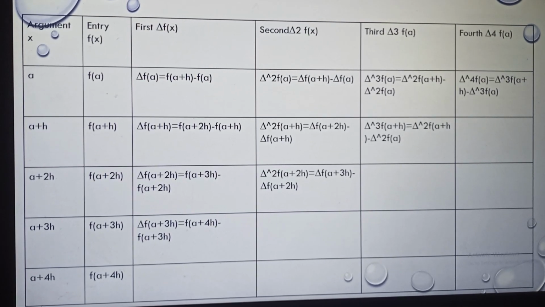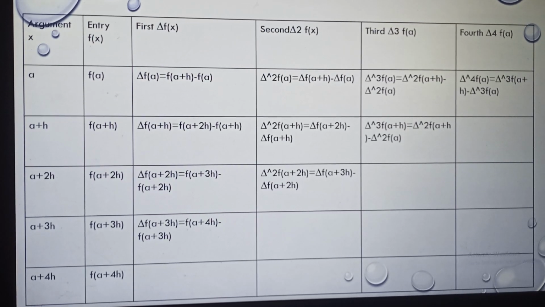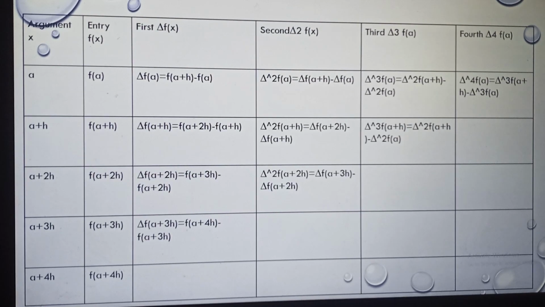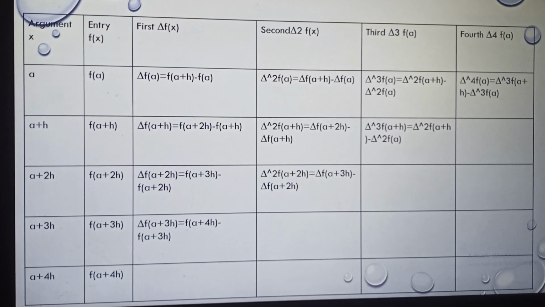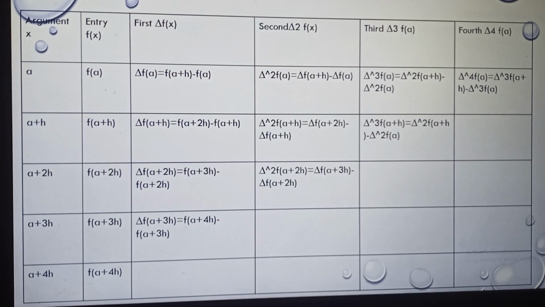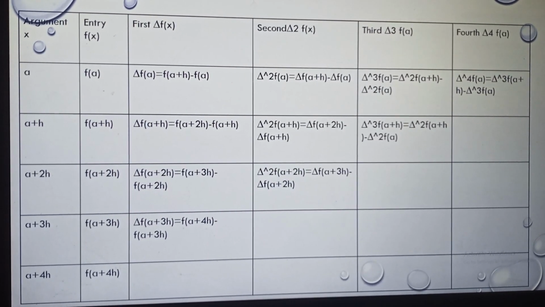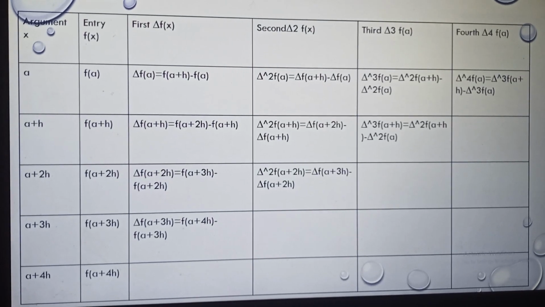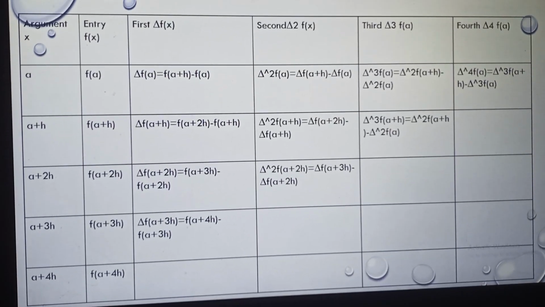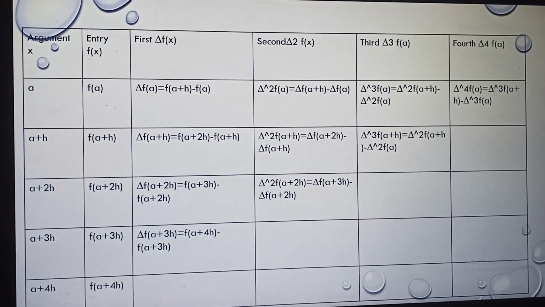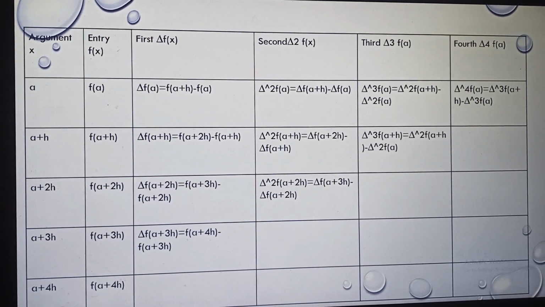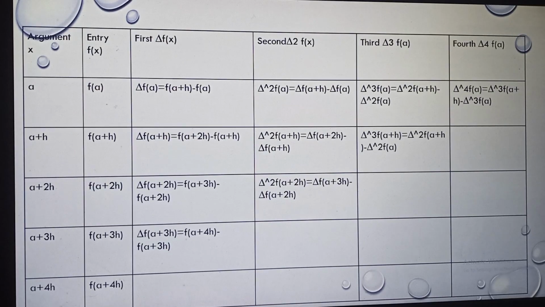The first column gives the argument. The second column gives the entries of f of x. The third column is the first difference of f of x, the fourth column is the second difference, the fifth column is the third difference, and the sixth column is the fourth difference. Then we can easily find the values of the entries of the first, second, third and fourth differences.